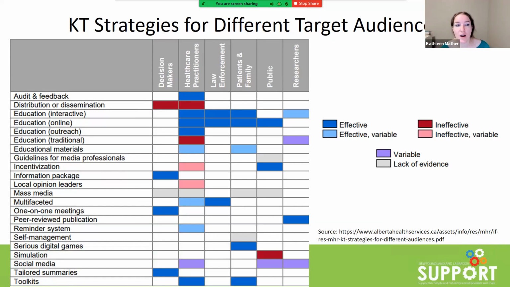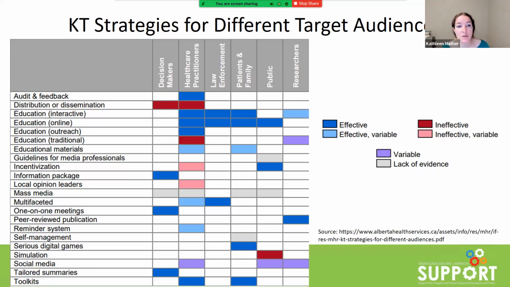So this document is from Alberta Health Services, and it lists several different knowledge translation strategies, and then notes the effectiveness for different audiences. So if you're just at the point where you're brainstorming different knowledge translation ideas, specifically if you're targeting one of these audiences, so we've got decision makers, healthcare practitioners, law enforcement, patients and family, public, and researchers. So if those are maybe some of the audiences you're thinking of, this might be helpful.